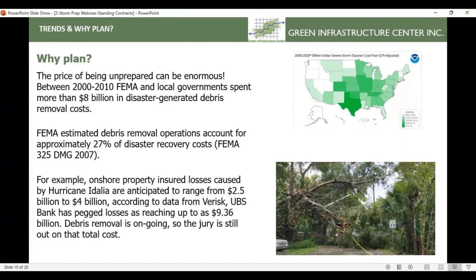And just as a recent example, Hurricane Idalia is anticipated to have a range between $2.5 billion to $4 billion, although some estimates take it up as high as $9.36 billion. So again, these storms you're seeing are being very expensive. Just in this one hurricane, estimates are in the $9 billion range. And of course, debris removal and cleanup in some of those communities is still an ongoing effort.